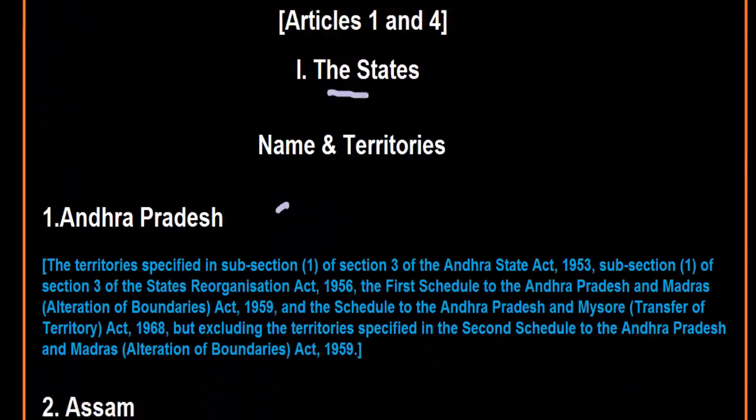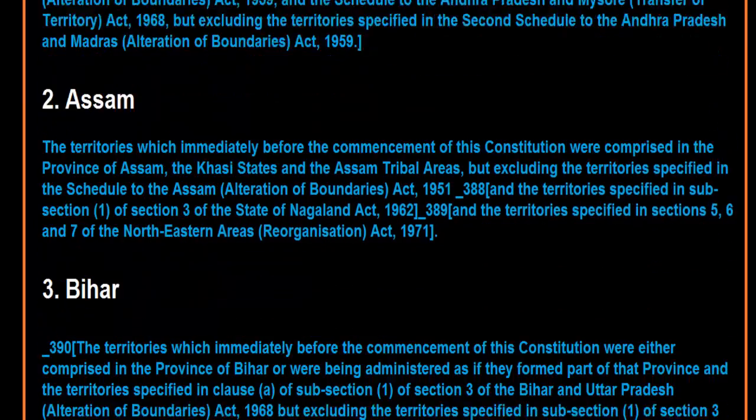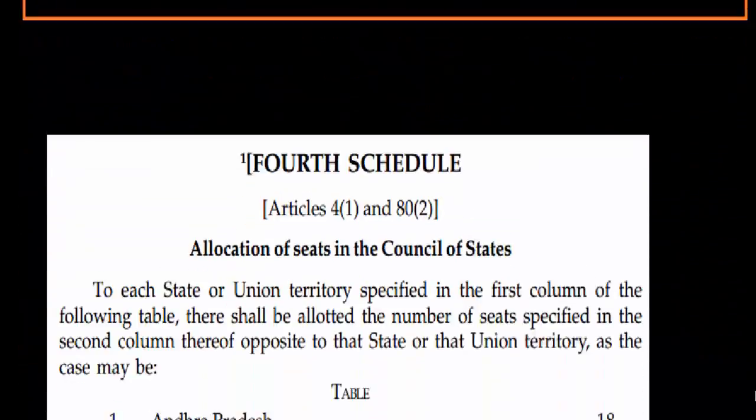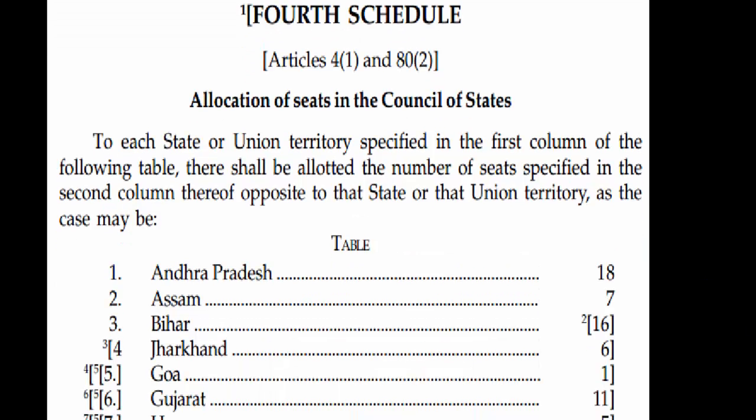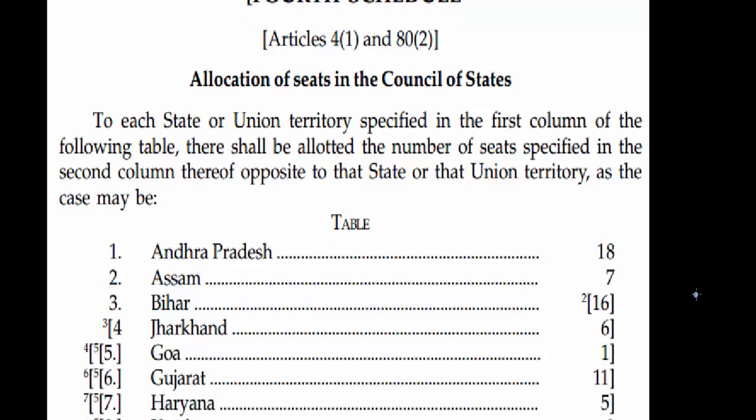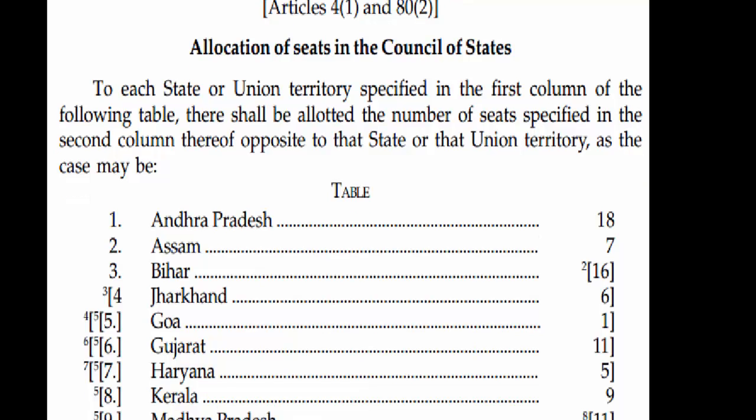Now when we know that the first schedule mentions all the states and the union territories of the Indian Union, the fourth schedule comes after that, which says that all those states and union territories comprising the Indian Union should get certain seats allotted in the Rajya Sabha, that is the Council of States. What it says is, in the first column there is the name of the mentioned state, and in the second column there is the number of seats being allotted to that particular state or union territory.